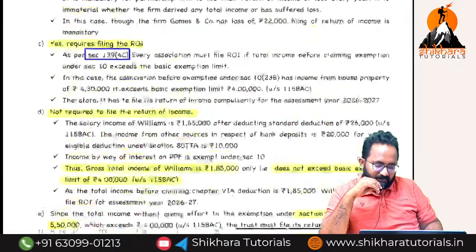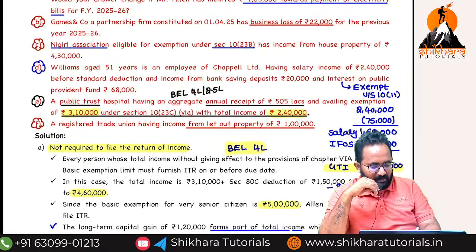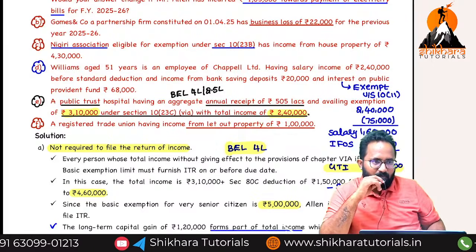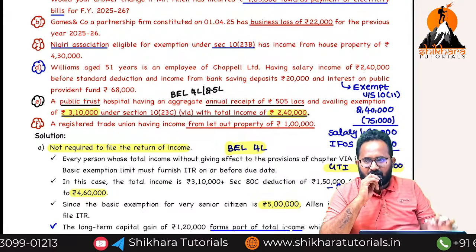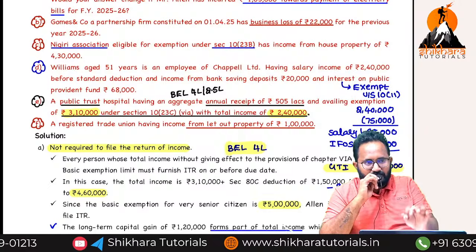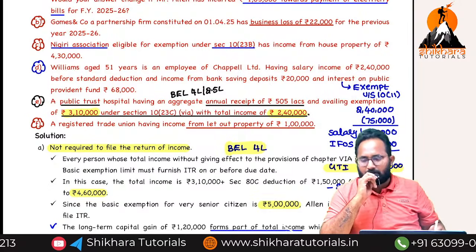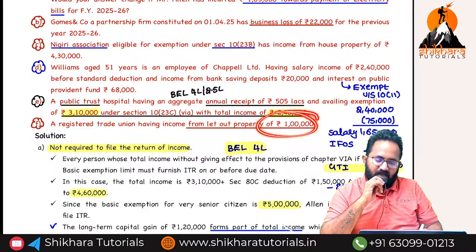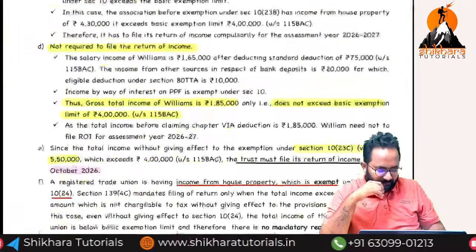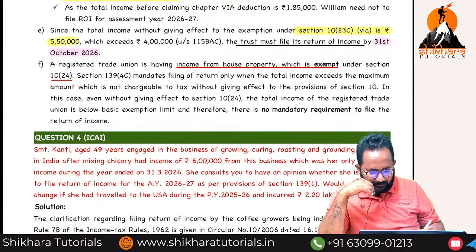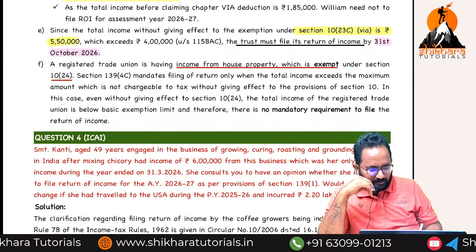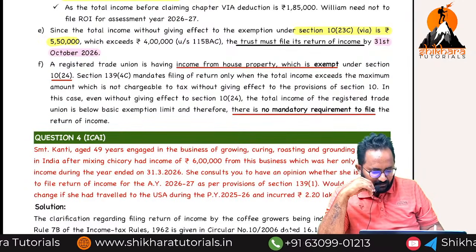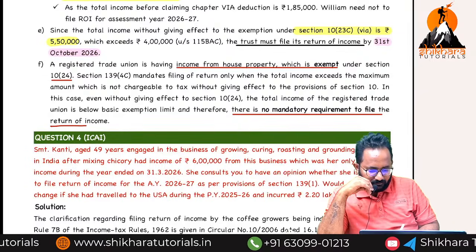But now please tell me, before this exemption we have to check the total income. Before this exemption, what is the total income? 1 lakh only. Still that is below the basic exemption limit. Always we have to check the total income before exemption. If you claimed this exemption also, before that, what is that income they have? 1 lakh only. That is below the basic exemption limit or above? Below. So that's why there is no mandatory requirement to file the return.